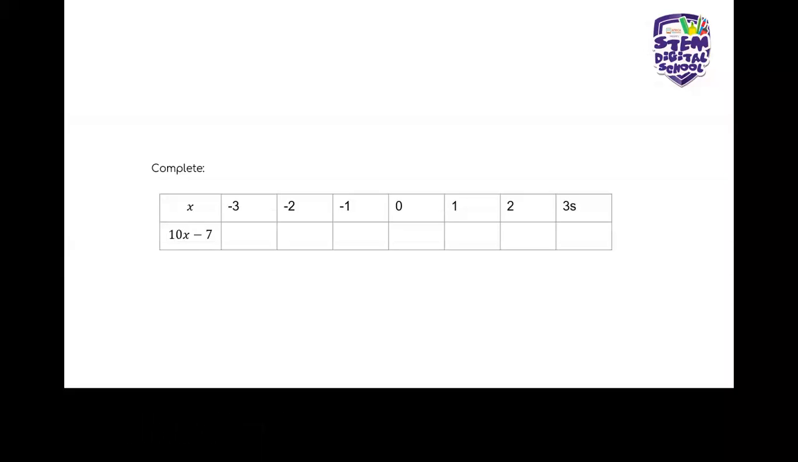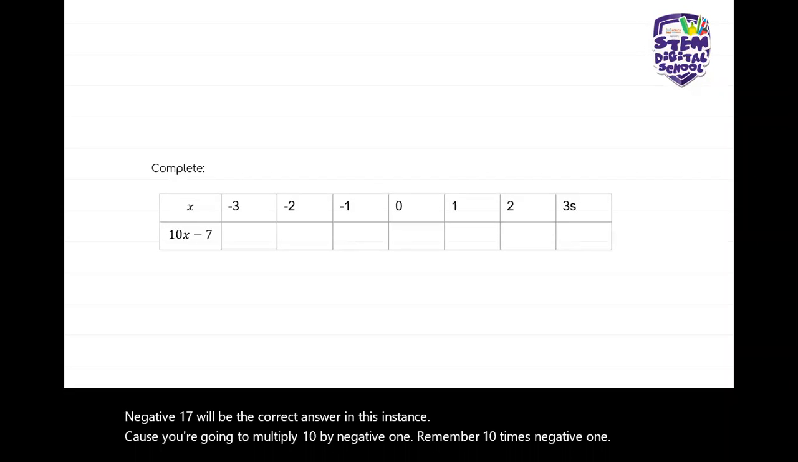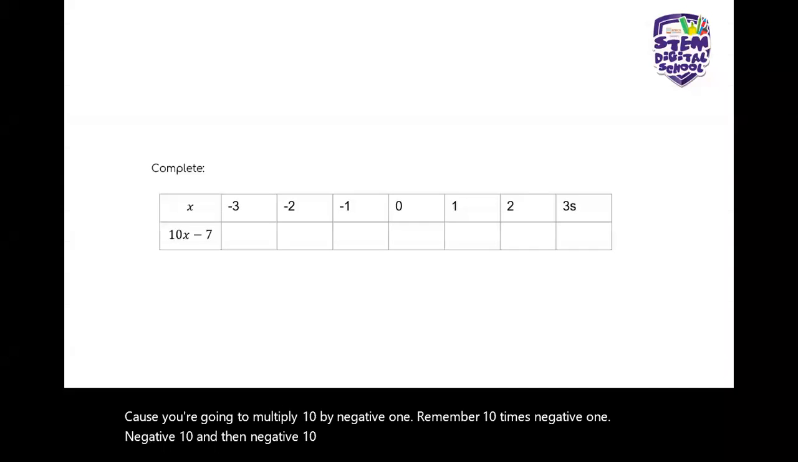Right, let's use negative 1, and then I see Huapele is still busy. Angelina has found it already, saying negative 17, followed by Mudiehi. Correct. Now I'm glad that you are able to substitute correctly than before. So negative 17 will be the correct answer because you are going to multiply 10 by negative 1. Remember, 10 times negative 1 is negative 10. And then negative 10 minus 7 is negative 17.